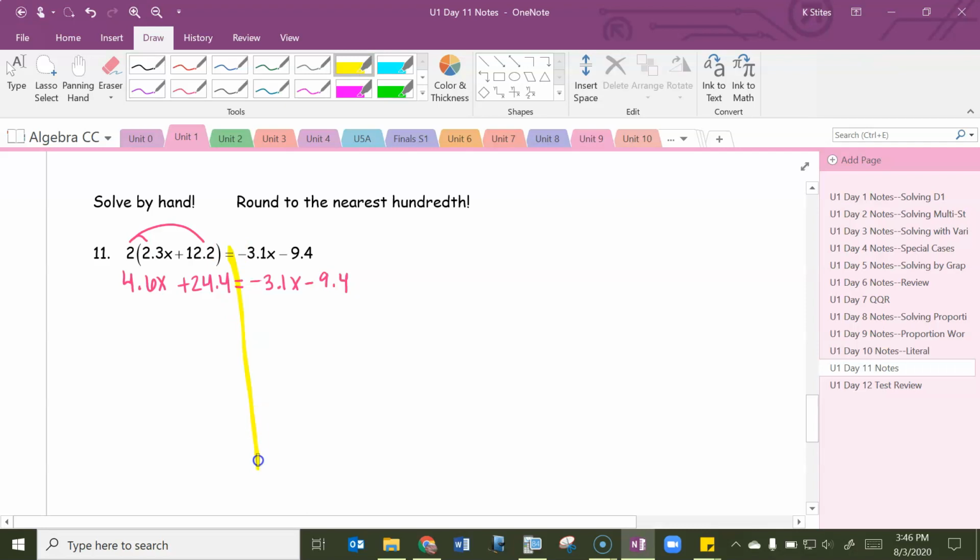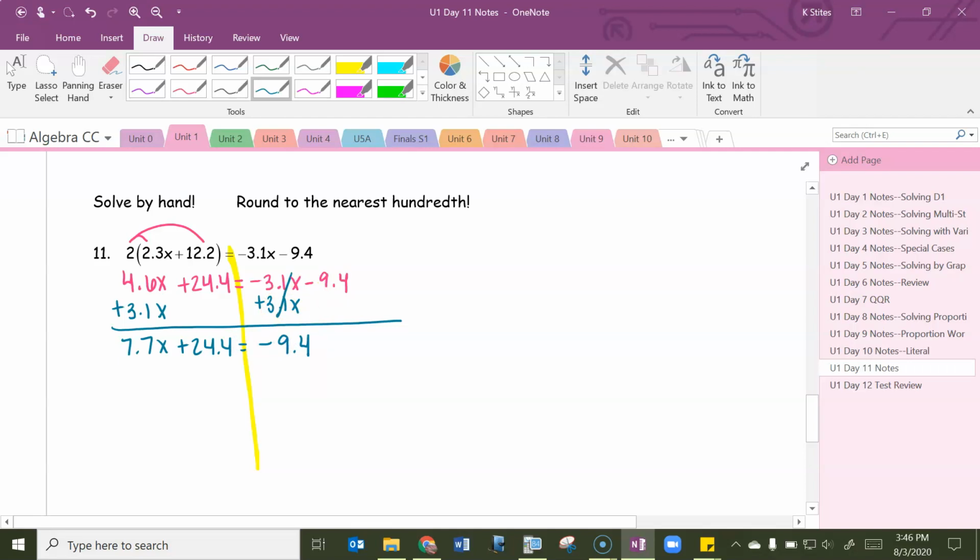Here's my line. Okay, you don't have like terms to combine. You do have a smaller x though. This is the one we should move first. And since it's a negative, I will add it. Plus 3.1x on each side. Which should give us a 7.7x. Be careful, make sure your 9.4 comes down with its negative.